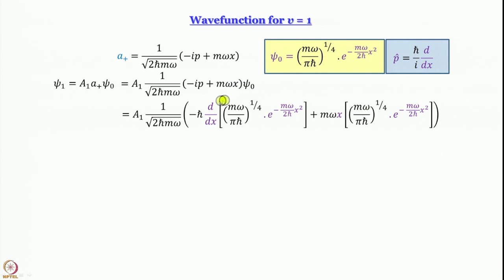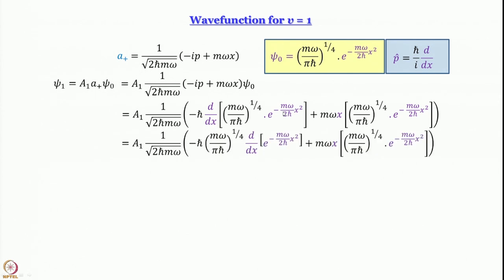Second one is easier. m omega x psi 0, m omega x is there. We just write the expression for psi 0 from here in this expression. So, this is what we have got. But of course, this is only the beginning and not the end. What we should do next is, we should differentiate this function, and that is not all that difficult also, right. Because this (m omega by pi h cross) to the power 1/4 is just a constant, it will come out, and we have to differentiate this Gaussian function with respect to x. Not so difficult. So, that is what we need to do here.